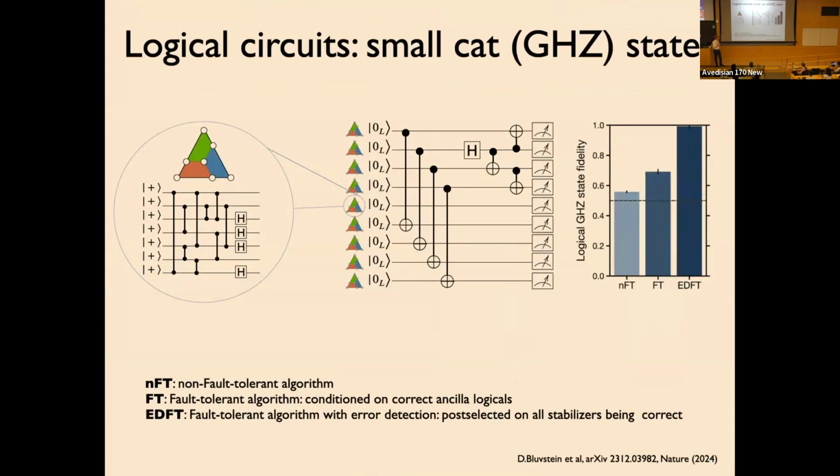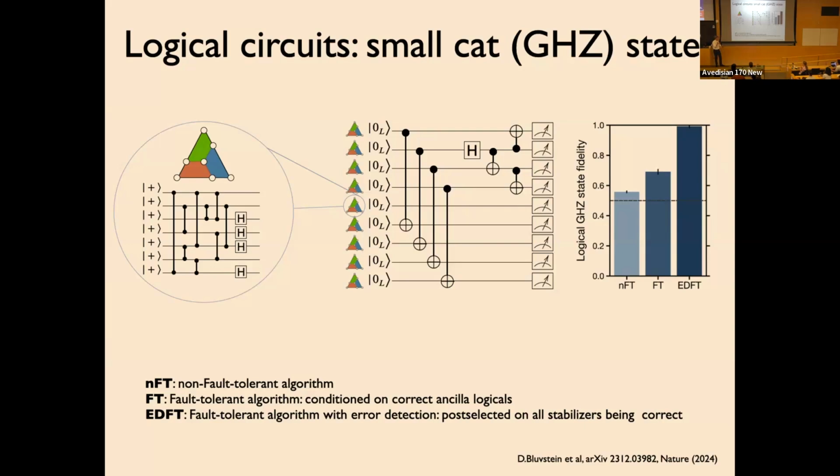Now, depending on how you analyze this final result, you can actually have different degrees of result infidelity. For example, if you have non-fault-tolerant preparation, you see that this GHZ state is barely entangled, so 0.5 is the threshold for entanglement. If you do fault-tolerant preparation, it's actually better.